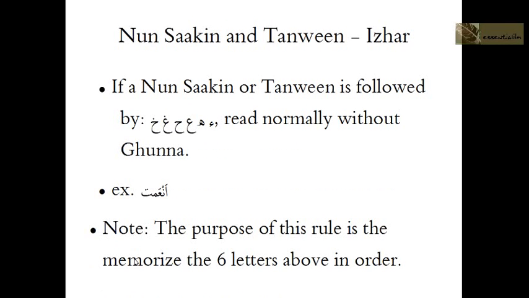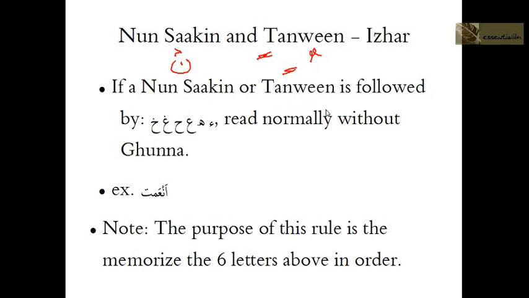Moving on. Now the rules of Noon sakin and Tanween, there are 4. The first is Izhar. Now we should know what Noon sakin is. It's basically just a Noon with a sakin. And Tanween is any vowel that's doubled. So doubled fatha, doubled kasra, and doubled dhamma.